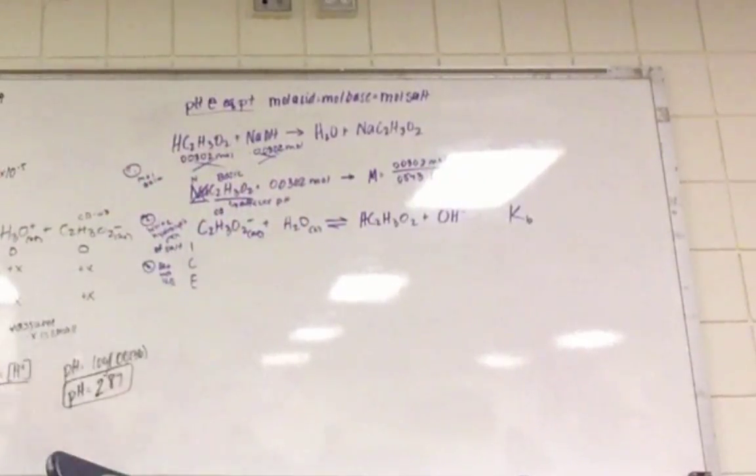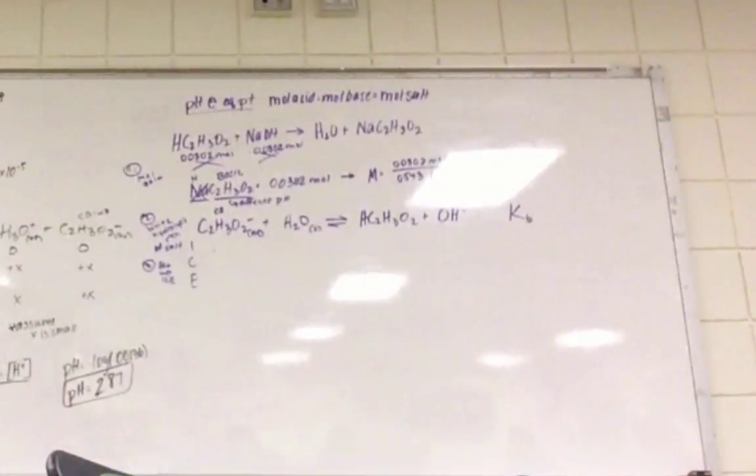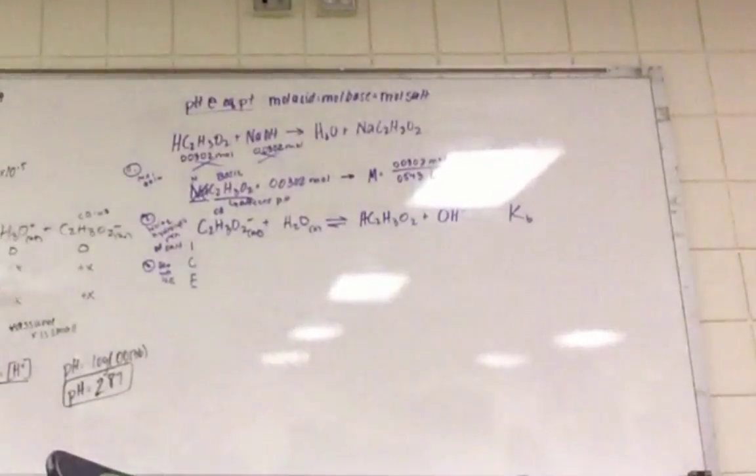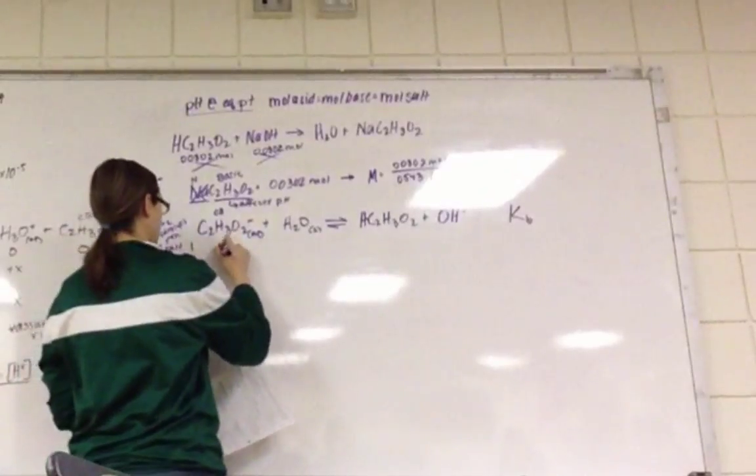Now we can find concentration. So we take our moles of salt, we take our total volume, because the salt is now in the total volume. And what is that concentration of salt? We do 0.00302 divided by the total volume. What do we get for concentration? 0.0556.